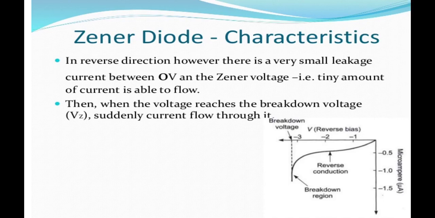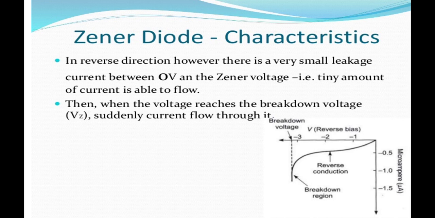Sorry for the disturbance here. In the reverse bias direction, the characteristics of the Zener diode: the current between 0 volt and the Zener voltage is a tiny amount of current, very negligible, also called leakage current. When the voltage reaches the breakdown voltage Vz, suddenly current flows through it. This is the breakdown voltage.